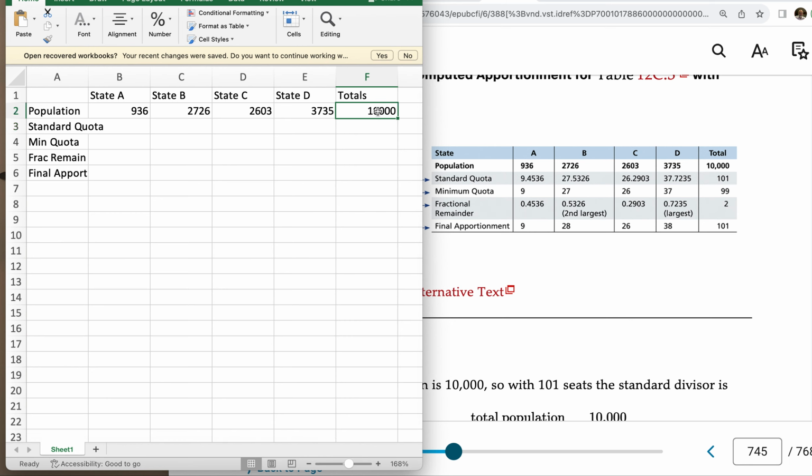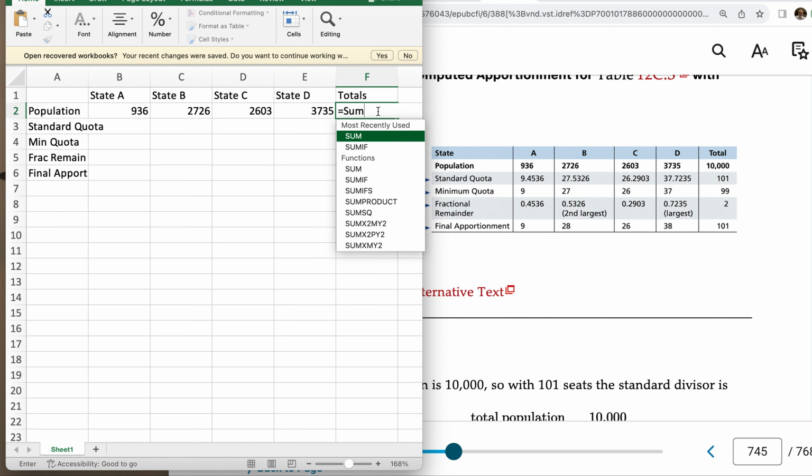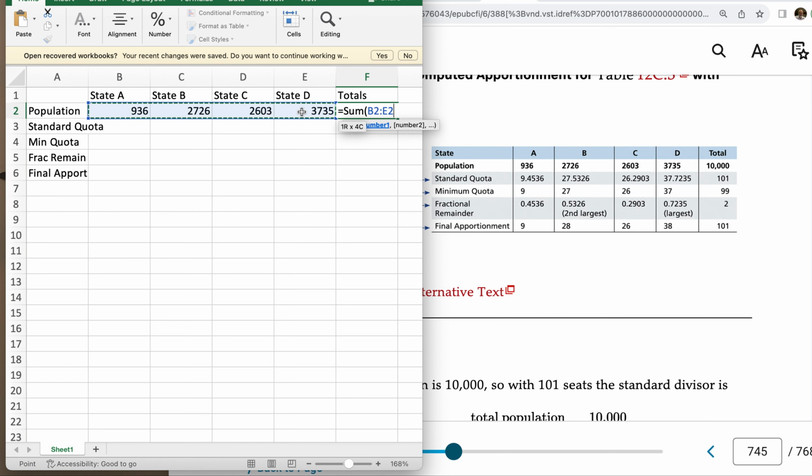And it was the 10,000 there, it's the 10,000 here. The other way to do it is to say, I want it to be equal to the sum, parenthesis, of these cells. I can just highlight the cells by dragging across and selecting them, close parenthesis, and it does the sum.